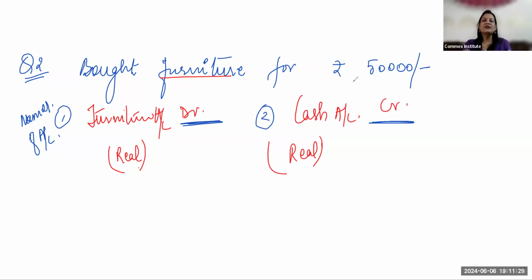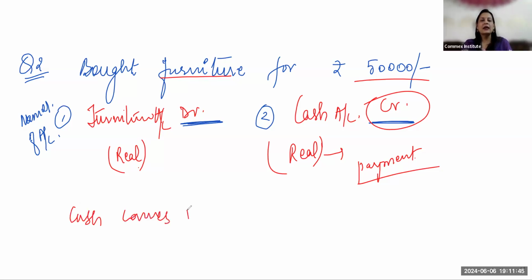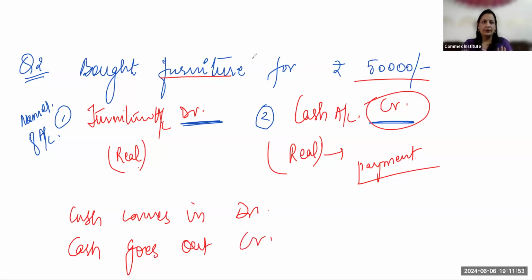वैसे भी we know that if you're purchasing furniture, then I have to make the cash payment. And we know that whenever the cash payment is made, cash is to be credited. So please remember, cash का aspect तो बिल्कुल learn कर लो. Cash comes in, debit, and cash goes out, credit. And the other aspect would be opposite. Okay, fine. Let's take some more transactions.